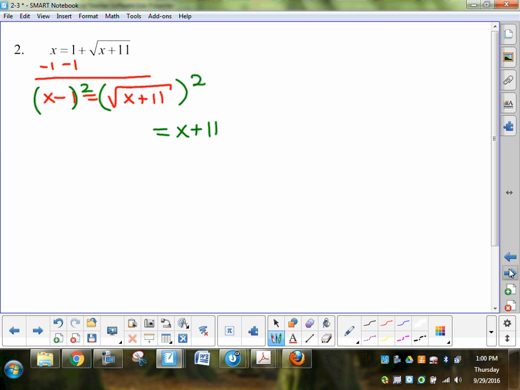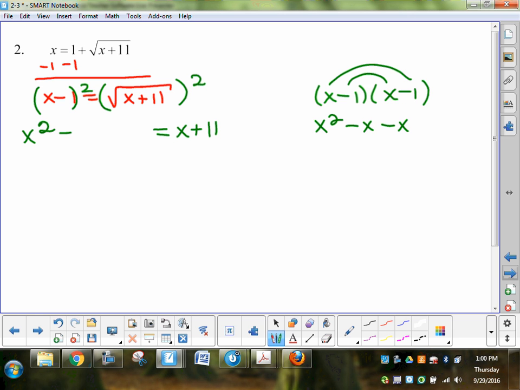X squared minus. No. Remember, x minus 1 and x minus 1, FOIL that. First, outer, inner, last. First terms give you. Outside terms give you. Inside terms. And then last. So these come together, and what are they going to give you? It's negative x and negative x. Minus 2x. You're adding the two negatives.